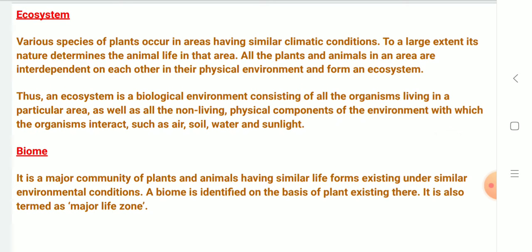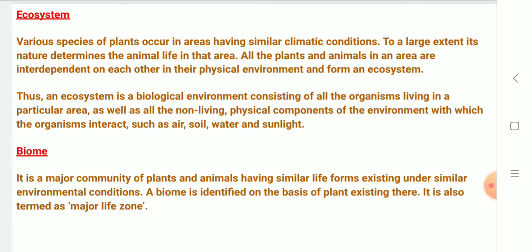Ecosystem. Various species of plants occur in areas having similar climatic conditions. To a large extent, its nature determines the animal life in that area. All the plants and animals in an area are interdependent on each other in their physical environment and form an ecosystem. Thus, an ecosystem is a biological environment consisting of all the organisms living in a particular area, as well as all the non-living physical components of the environment with which the organisms interact.